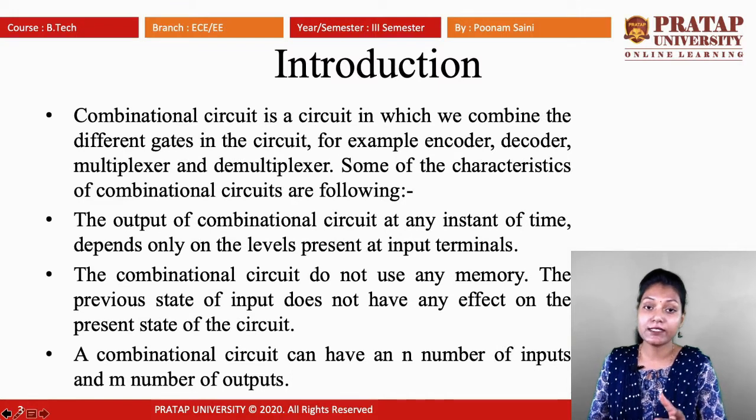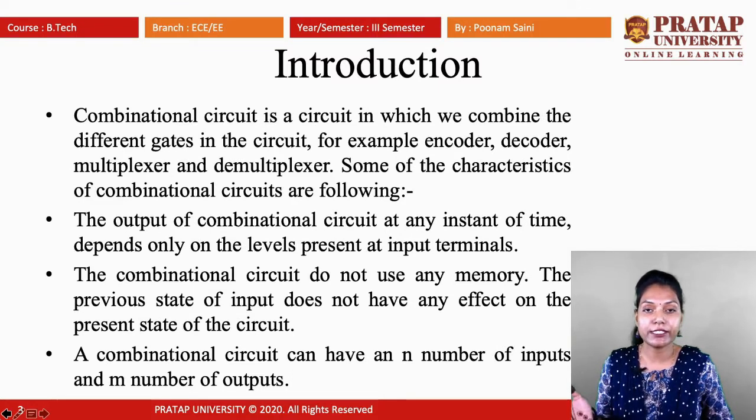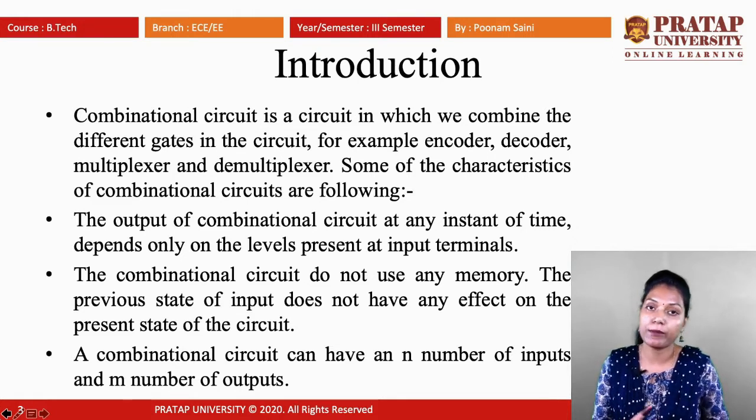It is a circuit in which we combine different gates. For example, encoder, decoder, multiplexer, demultiplexer, and some others like adder and subtractor. The output of a combinational circuit at any instant of time depends only on the levels present at the input terminals. A combinational circuit does not use any memory. The previous state of the input does not have any effect on the present state. We earlier said that the previous outputs don't have any link with the coming output. In a combinational circuit this happens because there is no memory element in the circuit.